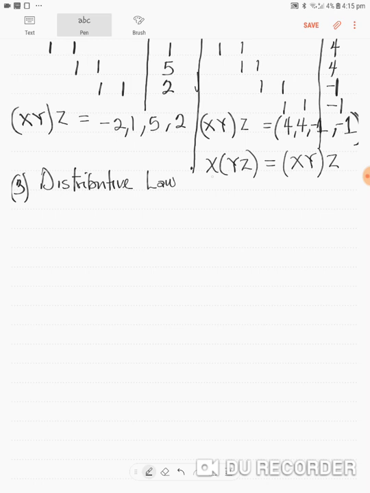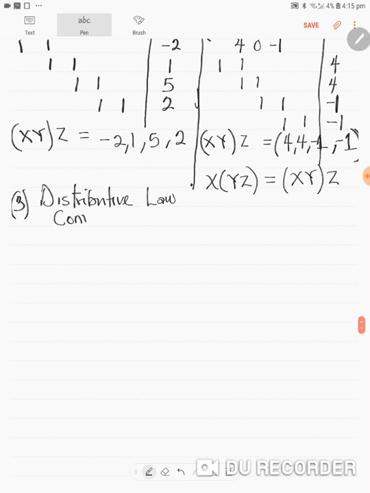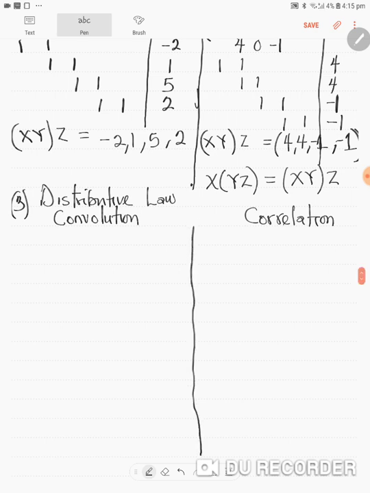Don't forget that this column here is for convolution as usual, and the one here is correlation. You don't really have to put it in this tabular form like I do. You could do it any other way, in as much as your answer is right, but this is how it works for me. So for distributive law, the law is that x into bracket y plus z should be equal to xy plus xz.